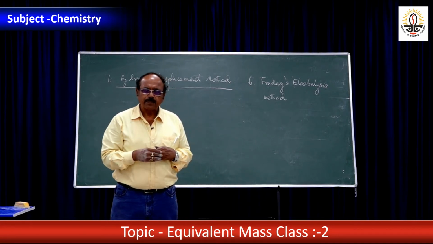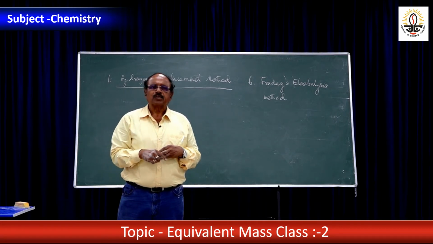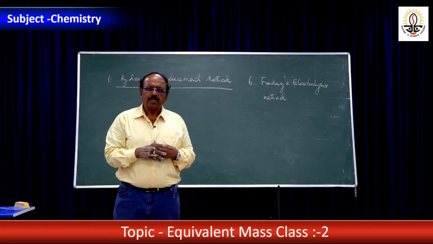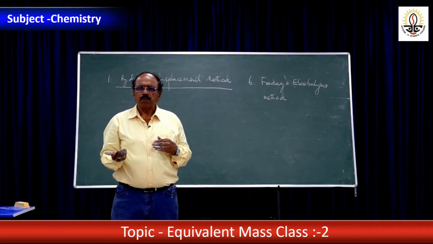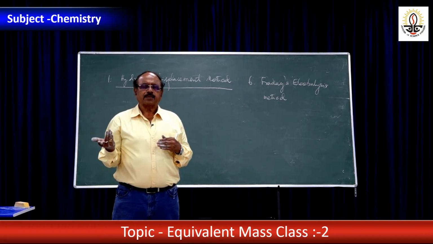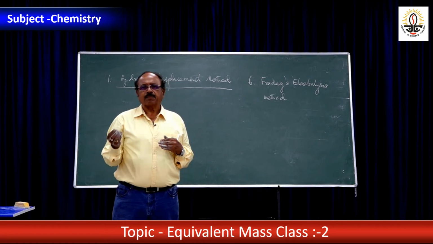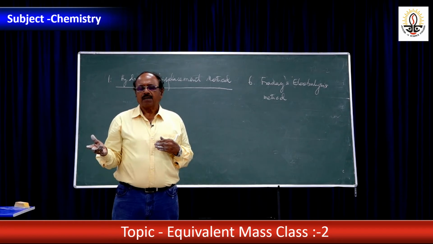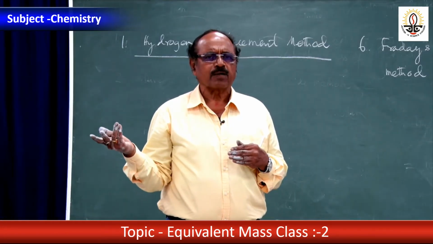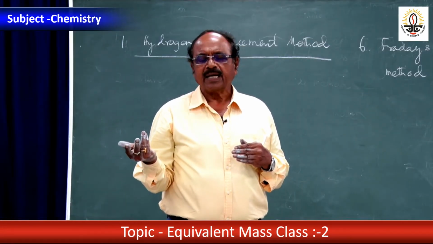Which metals can displace hydrogen from the acids? Those metals which are more electropositive can displace hydrogen from the acid. For example, magnesium, zinc, calcium. These metals are highly electropositive. They displace the hydrogen from the acid very easily, and quantitatively they determine the hydrogen.